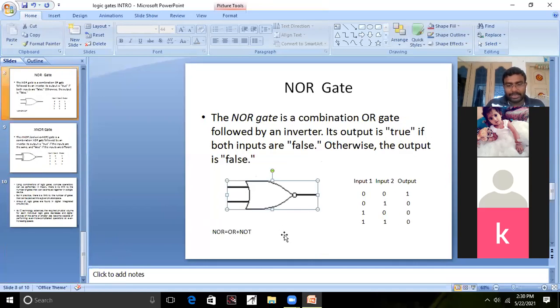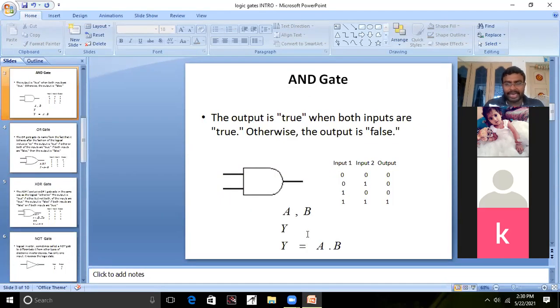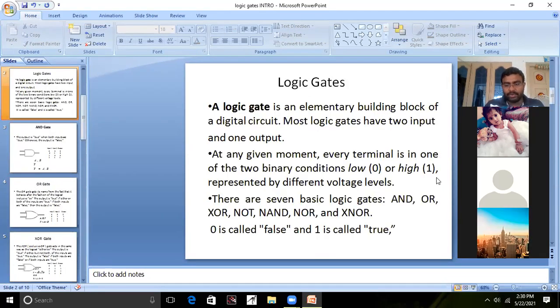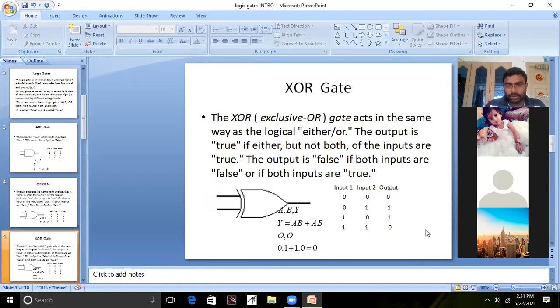Logical expression is Y is equal to (A plus B) whole bar. Guys, since I told you the OR gate is inverted here, look at the outputs of the OR gate: 0, 1, 1, 1.